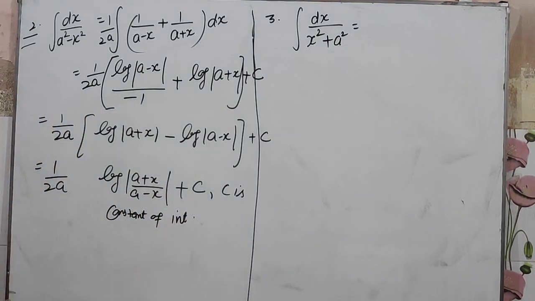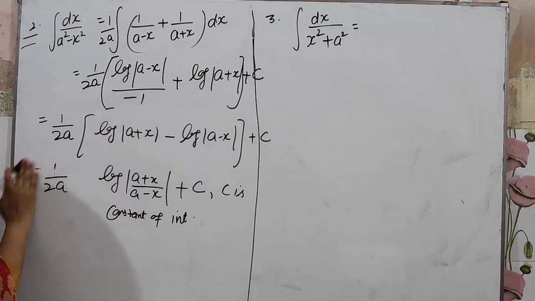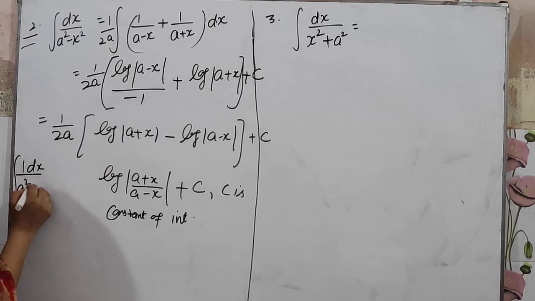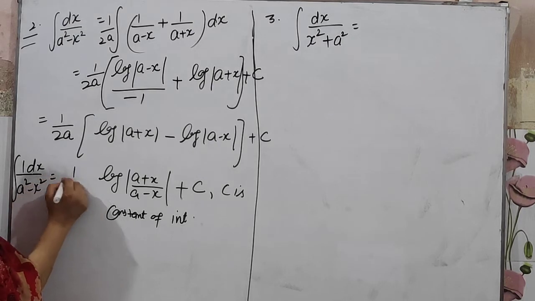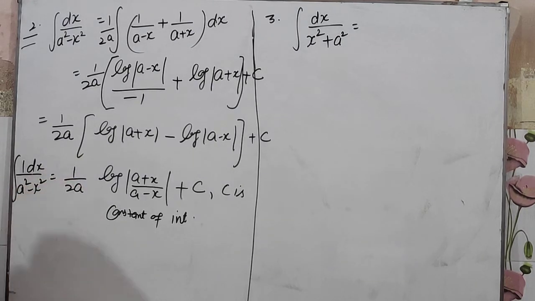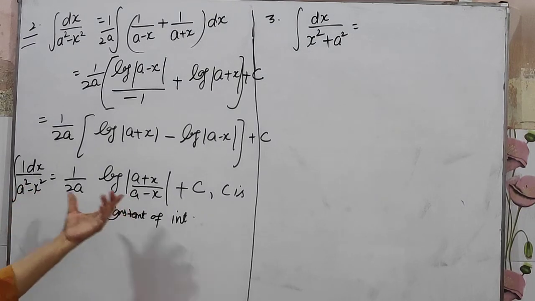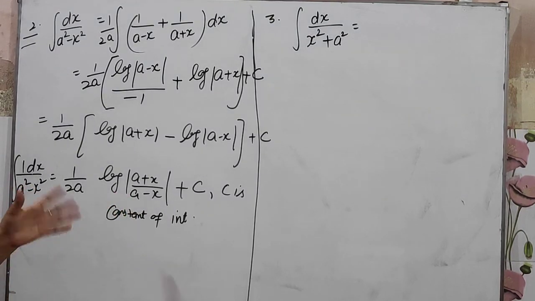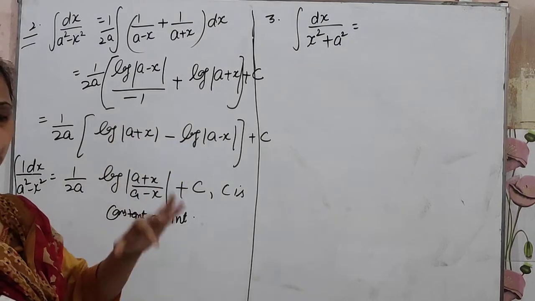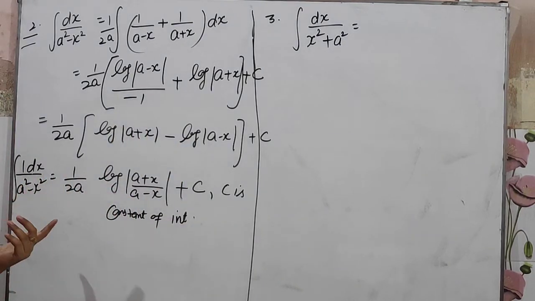Right students? So what is the formula of dx? We have done the integration of dx upon a square minus x square is 1 by 2a log of a plus x upon a minus x plus c, and learn this formula also. You can learn one of the formulas, either 1 or 2, because only the difference is of minus sign. So here, with the minus sign, the difference will come.